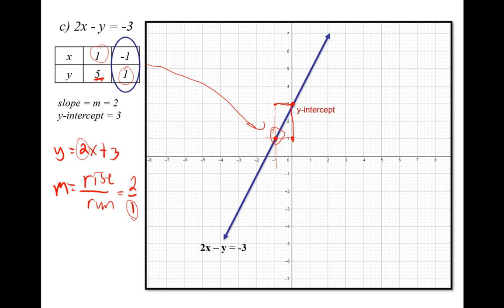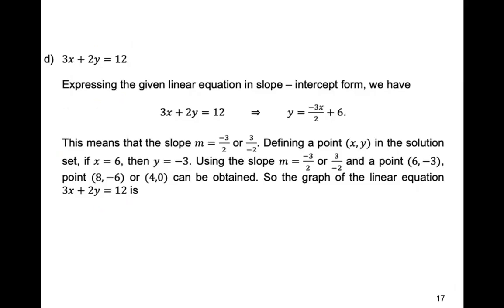Pinapakita lang dito na you have an alternative way on how to graph using the slope-intercept form. Okay? So, if ipa-plot ulit natin yung isa pa, yung nakuha nating nauna, yung (1, 5), naglalay pa rin siya dun sa line.